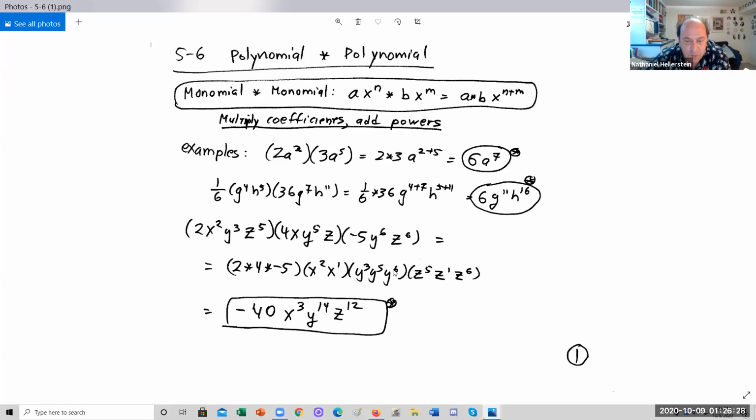3 plus 5 plus 6 is 14. So y to the 14th. Then there's z to the fifth, z to the sixth. Again, this z is z to the first power. z to the 5 times z to the 1 times z to the 6. 5 plus 1 plus 6 is 12. So z to the 12th. So -40x to the third, y to the 14th, z to the 12th.